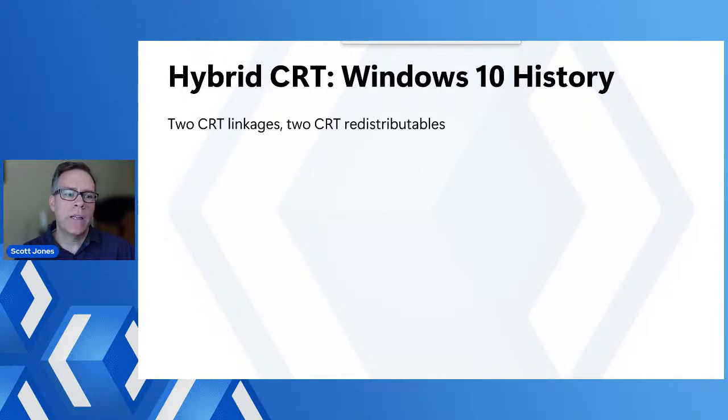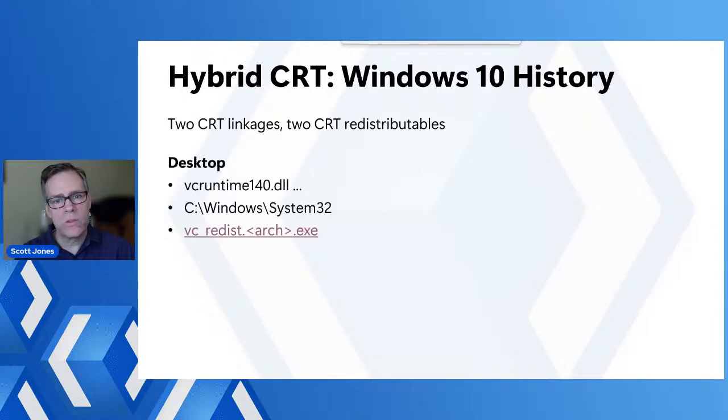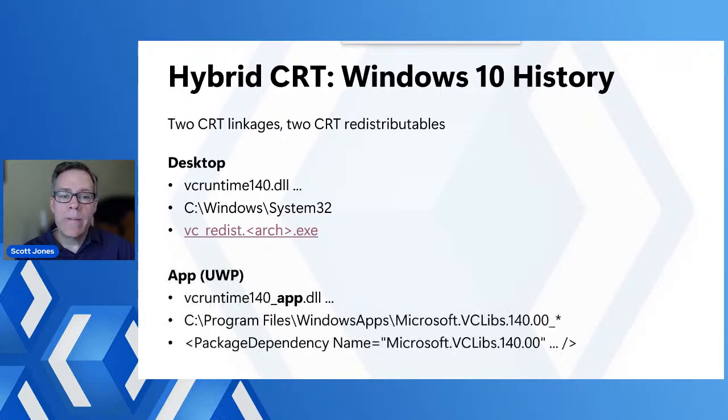Furthermore, with Windows 10, we had two different models for CRT linkage and redistribution. We had desktop linkage, which is where you would be importing from VC Runtime 140 DLL, located in the System32 directory, and the Redist would be taken care of with this executable or a merge module. Or you would have app linkage, or UWP, because you were targeting the Universal Windows Platform, where you would have the same set of DLLs that would be suffixed with APP. Those would be dropped into the VC libs framework package directory, and those would be specified with a package dependency in your Appx manifest for the VC libs.